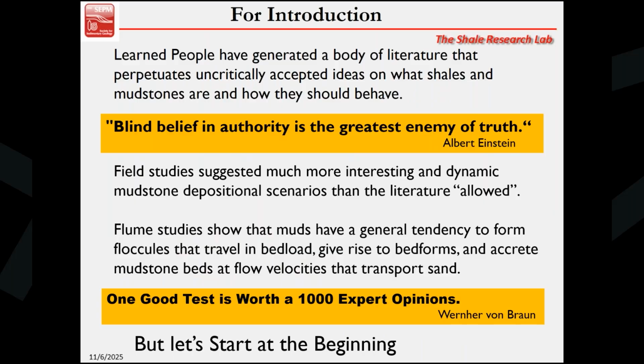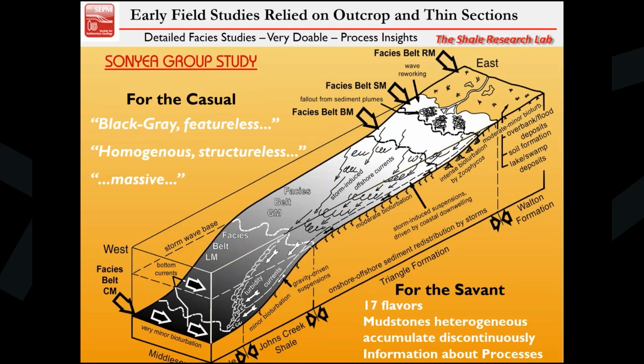So at the beginning, of course, when I started, this was in the 80s, mudstones were not very popular really, so I didn't have a lot of competition to work with, and so we did a lot of outcrop studies and took very large samples and did detailed studies on those. And then we realized that instead of relatively featureless and homogeneous, we had multiple flavors of mudstones in there. They were very heterogeneous, and they obviously accumulated discontinuously, a lot of interruptions in the record.